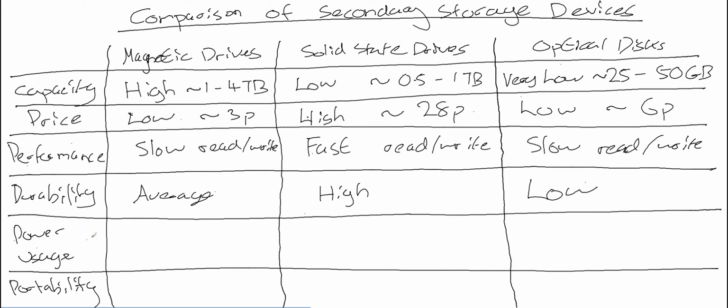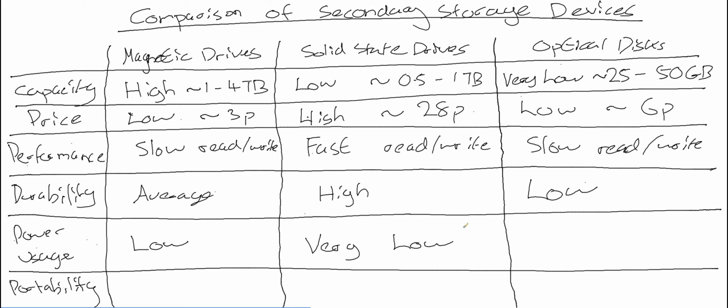Let's go on to look at power usage. This is coming into price, but more in terms of the running cost of the device. So the power usage of a magnetic drive is relatively low. It's higher than a solid state hard drive, which I would say is very low. So very low power consumption for an SSD, and slightly higher for a magnetic drive, but not dramatically higher.